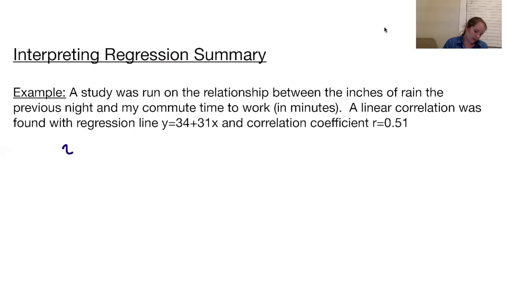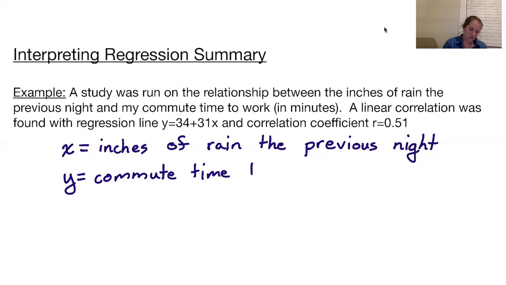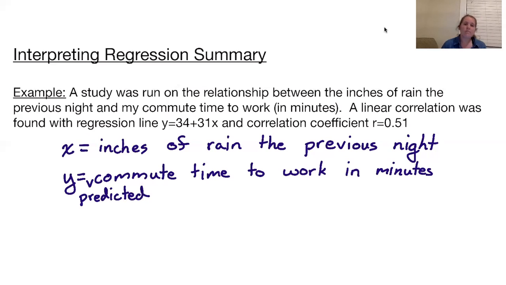So let's just do some quick comments. Our x variable here is going to be the inches of rain the previous night. Our y variable will be the commute time to work in minutes. Technically, this is actually the predicted commute time. We do have our linear relationship.